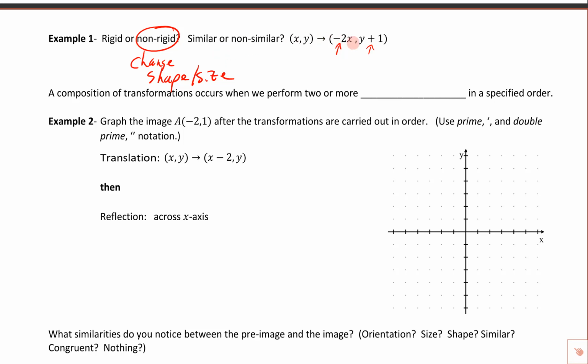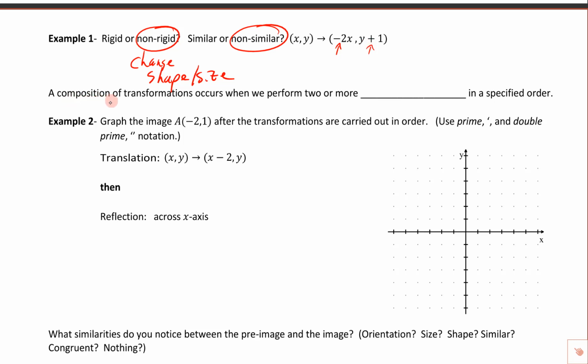And then similar or non-similar. Well, if we're doing different things, it's not going to be similar. Maybe if we had multiplied both of them by negative 2 or something like that, that would work. But definitely non-similar here. Now let's talk about what a composition of transformations is.